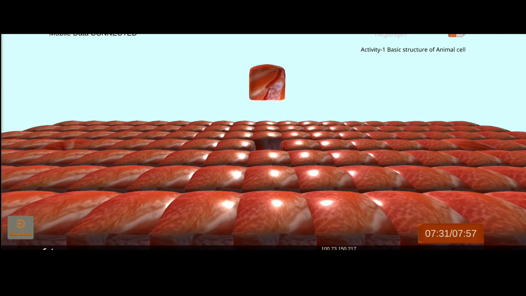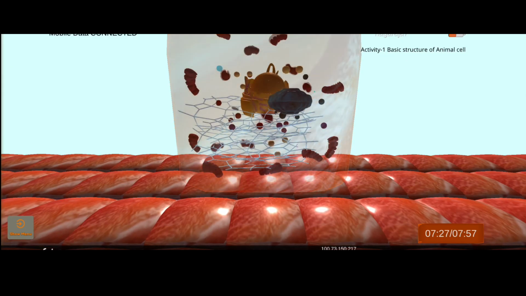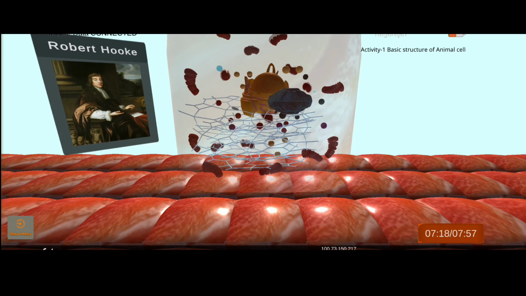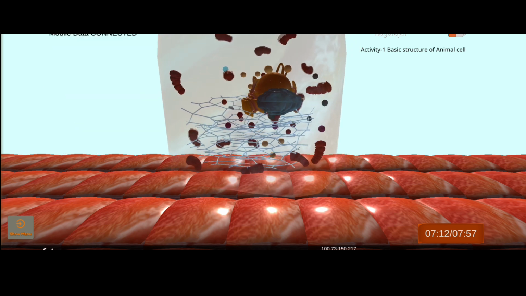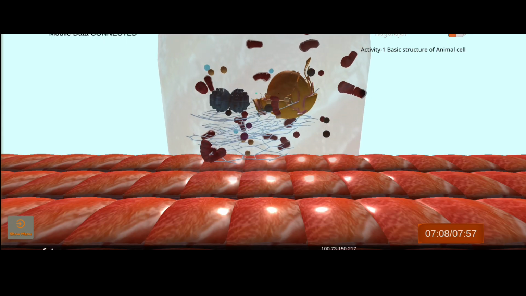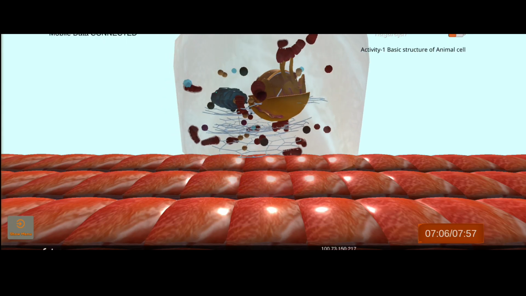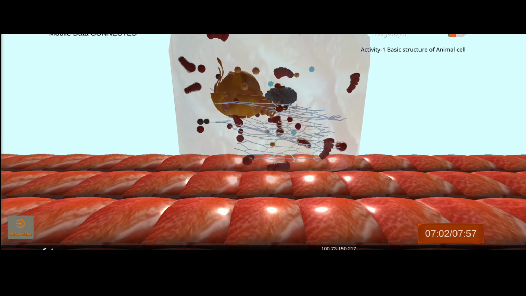The whole body of animal and plant is made up of different organs which are made up of tissues. The tissue is made up of small building blocks that are the cells. It was discovered by Robert Hooke in 1665 in a cork slice. Cells are called the structural and functional unit of life because all the living organisms are made up of cells and all the functions that take place inside the organisms are performed by cells.